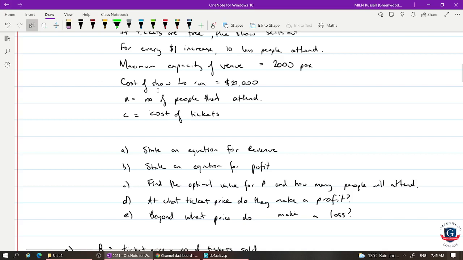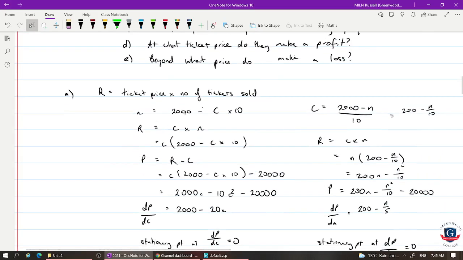Now, the first thing we'll have to do is state an equation for revenue. So how do we work out how much money we get for the amount of people that attend? Revenue equals the ticket price, C, lowercase c, times the number of tickets sold, lowercase n. So the number of tickets sold would equal 2,000 take the cost of the ticket. If it was $1, 10 fewer people would attend, so N would be 1,900 people. If C was $2, 20 people wouldn't attend, so that would mean 1,980 people would have attended, and so forth.